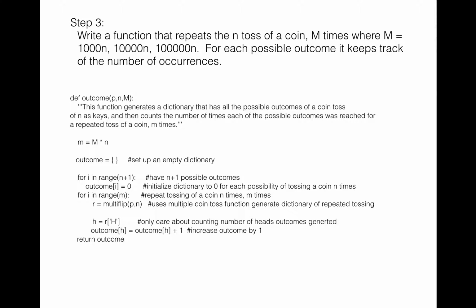And why I did that is because I have this outcome dictionary that I've already initialized to all of the possibilities. So whatever I generate within the multi-flip function, however many heads I have, it's going to already exist within the outcome dictionary. I'm just trying to keep track of how many times I get that outcome. And so I look it up in the dictionary and set the value. I increase the value by 1 and then return my outcome here.